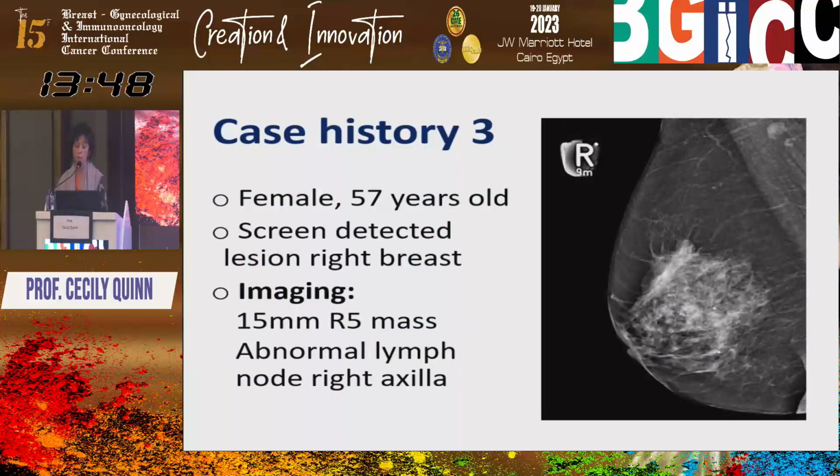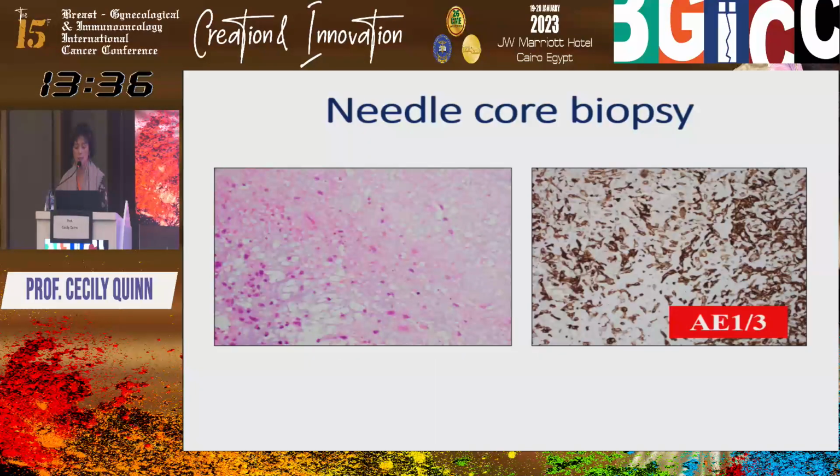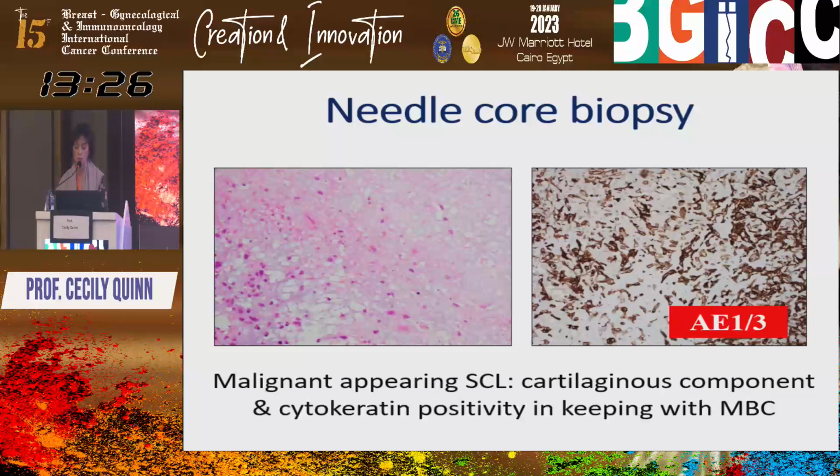So this is a female of 57 with a screen-detected lesion in her right breast. She had a 15 millimeter mass in this case, and an abnormal node in her right axilla. And that's her ultrasound image. And here's the core biopsy, and you can see immediately this very cartilaginous appearance with these very atypical spindle cells that were strongly positive. So this was an easy, straightforward diagnosis of a metaplastic carcinoma.